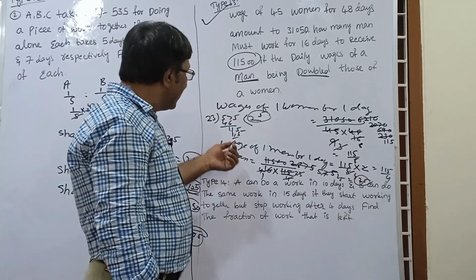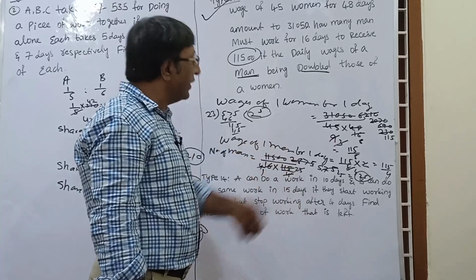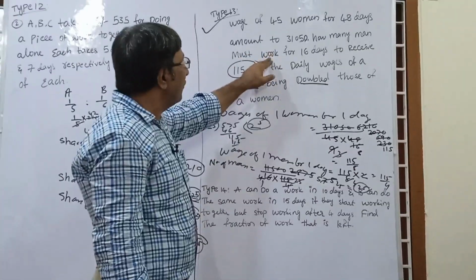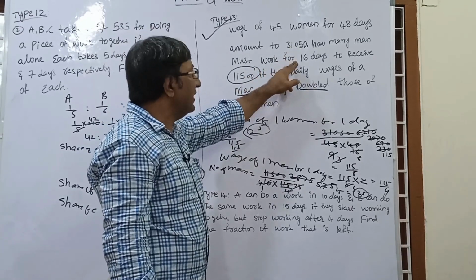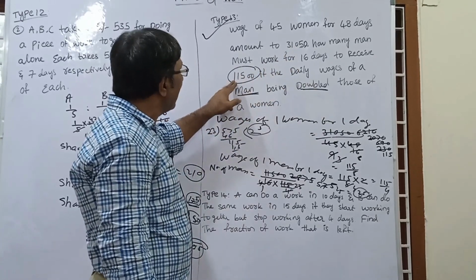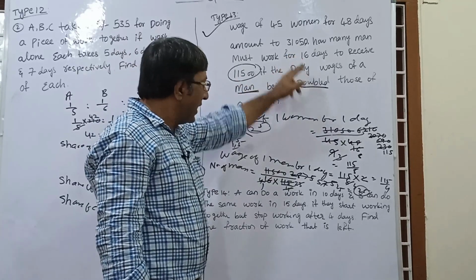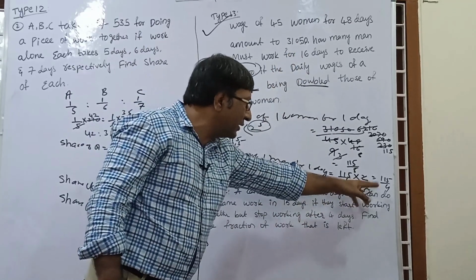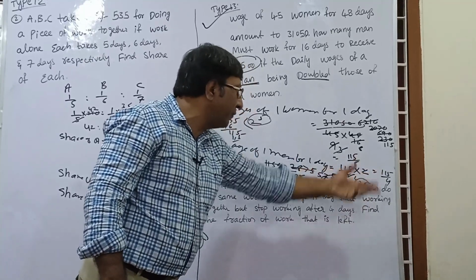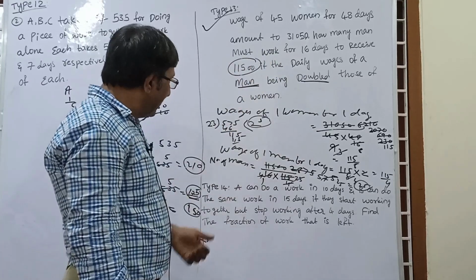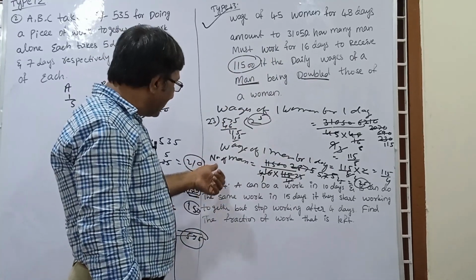Now we know the wage of one man for 1 day. Now the question is how many men must work for 16 days to receive 11,500. So now it is given 16 days and given per day, that is 115 by 4 into 16 days, divided by this. So our correct answer is the number of men.